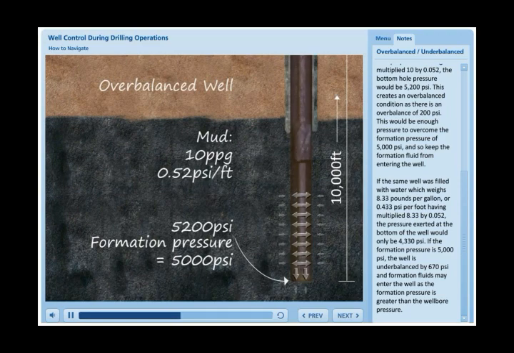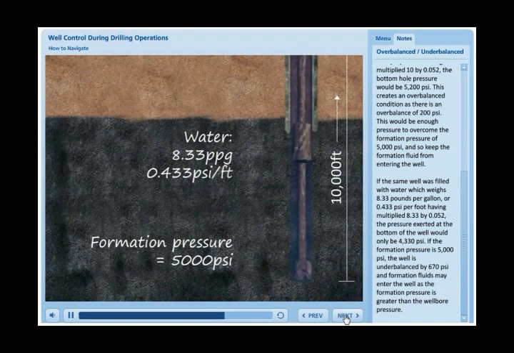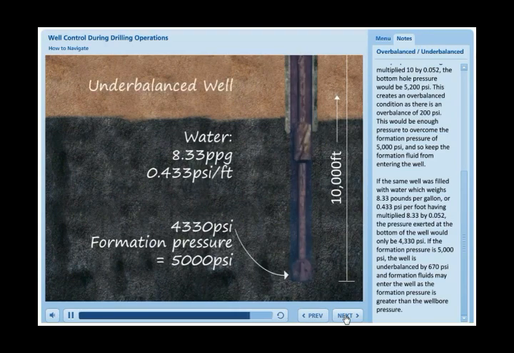This would be enough pressure to overcome the formation pressure of 5,000 psi and so keep the formation fluid from entering the well. If the same well was filled with water, which weighs 8.33 pounds per gallon or 0.433 psi per foot, having multiplied 8.33 by 0.052, the pressure exerted at the bottom of the well would only be 4,330 psi. If the formation pressure is 5,000 psi, the well is underbalanced by 670 psi, and formation fluids may enter the well as the formation pressure is greater than the wellbore pressure.